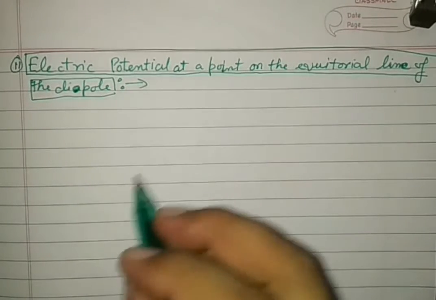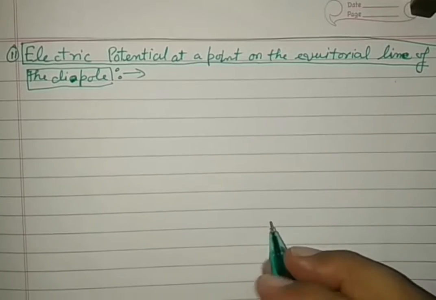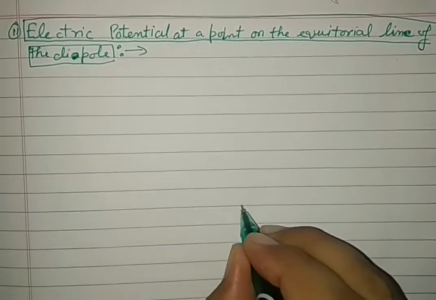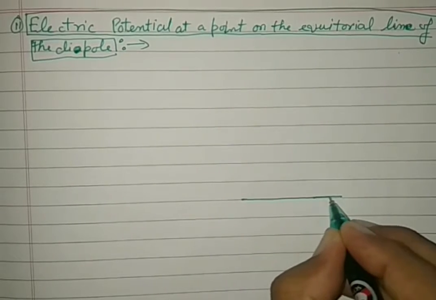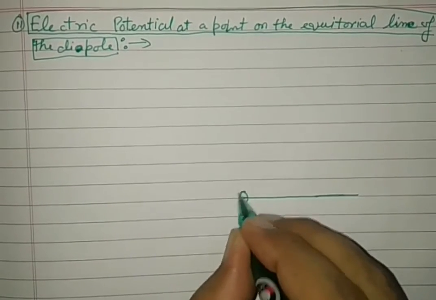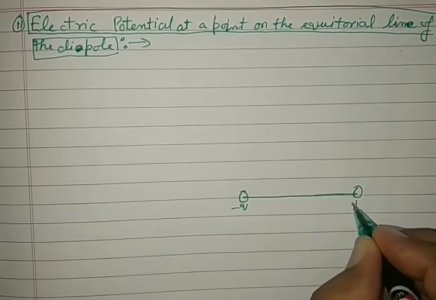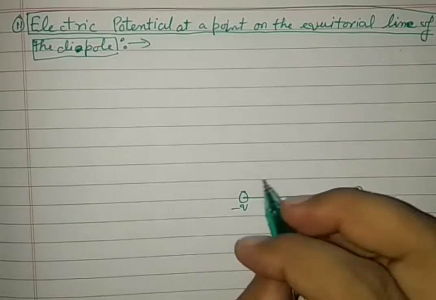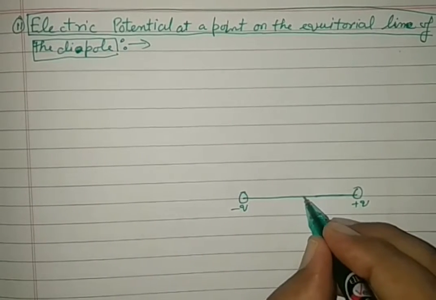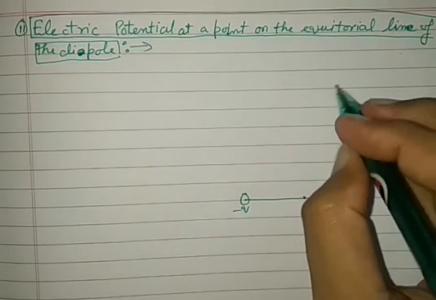To understand this, let us consider this diagram very carefully. Here is a dipole. This is the situation. Two equal and opposite charges, minus q and plus q, are placed here, and let this be O. This is the midpoint of the dipole.